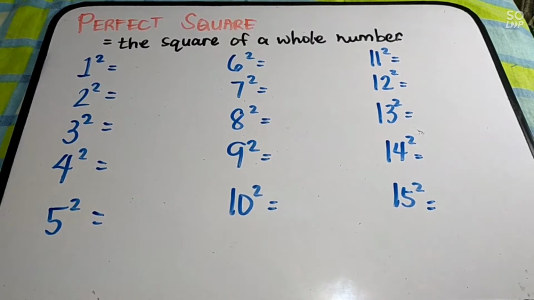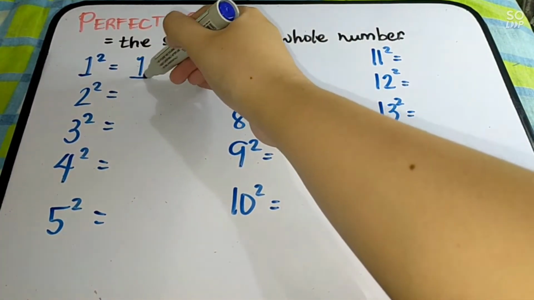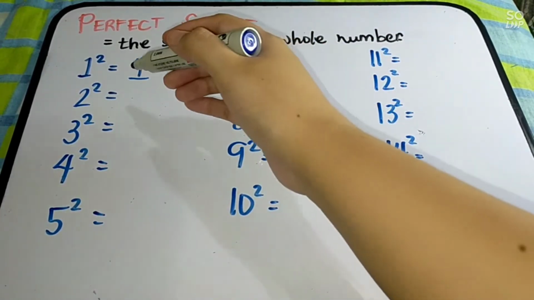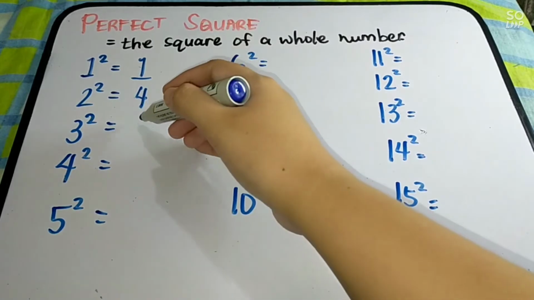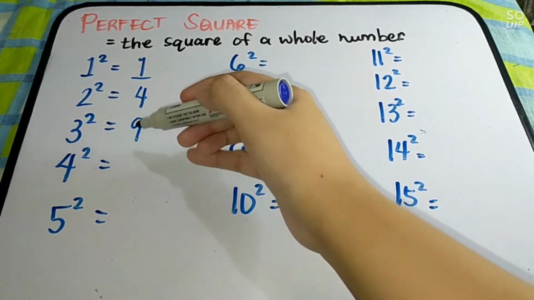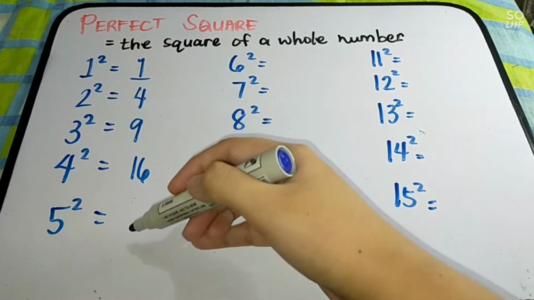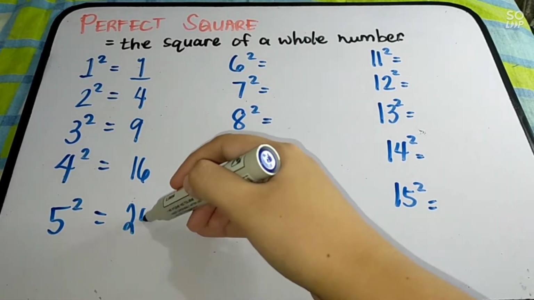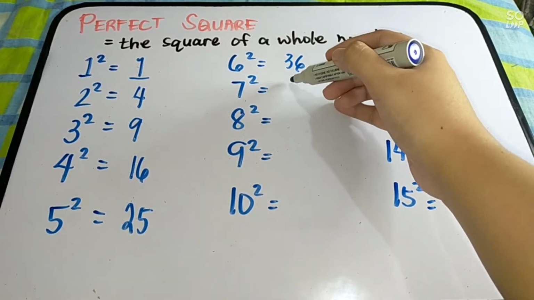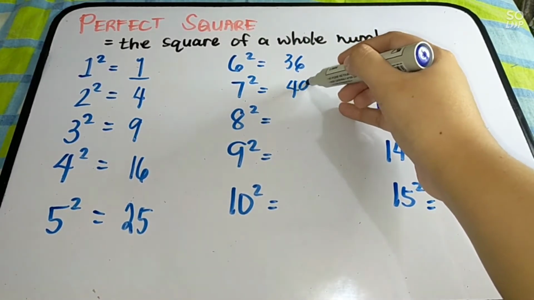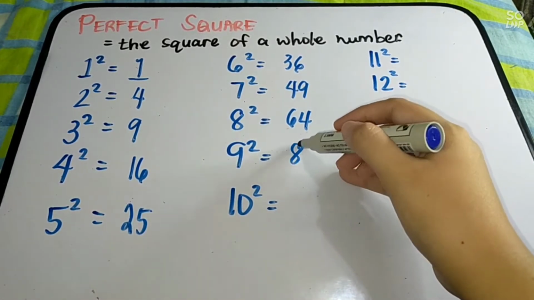Number 1, 1 squared. 1 squared means 1 times 1, the answer is 1. 2 squared means 2 times 2, the answer is 4. 3 squared means 3 times 3, the answer is 9. 4 squared means 4 times 4, the answer is 16. 5 squared, we have here 25. 6 squared, we have here 36. 7 squared, we have 49. 8 squared, we have 64. 9 squared, we have 81.